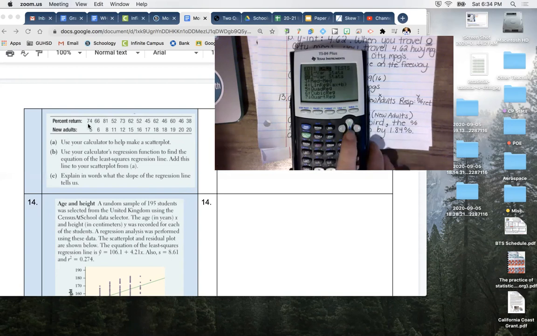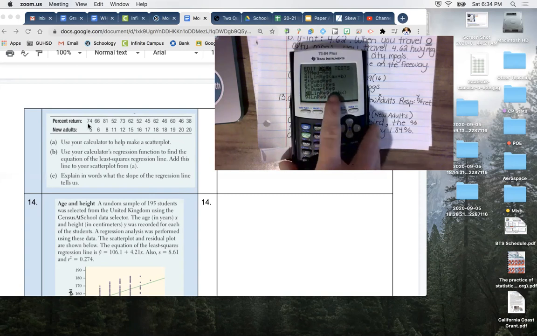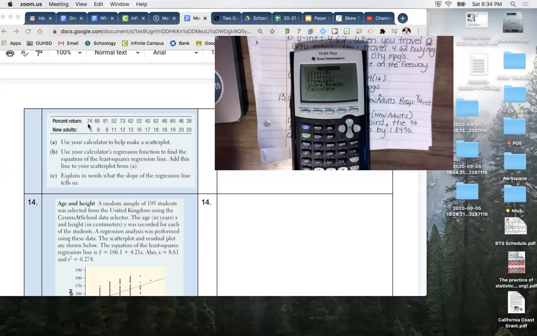And we're going to go down to number 8. You'll notice there is a linear regression right here. It says linear regression AX plus B, but we don't use that one. We use the A plus BX. So A plus BX is the form that we are using in here. And that's number 8. We hit enter.